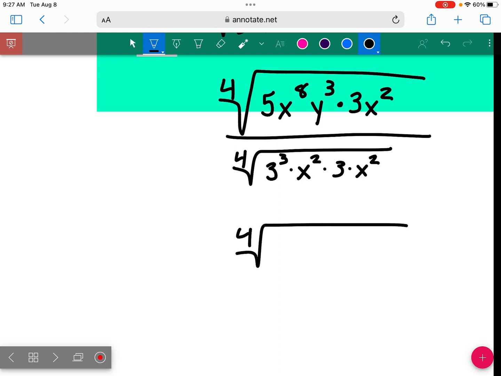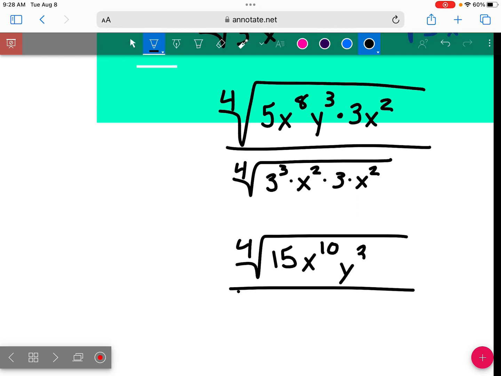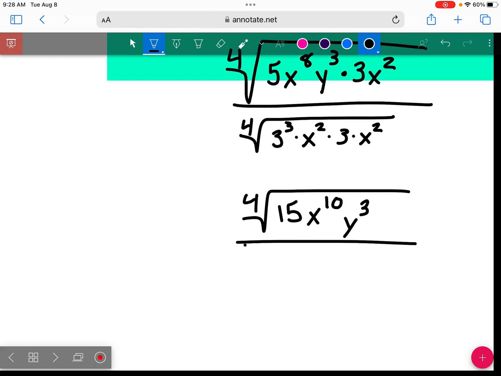Fourth root. What's our numerator going to be? 15. x to the 10th. y to the 3rd. And our denominator is going to be 3x.